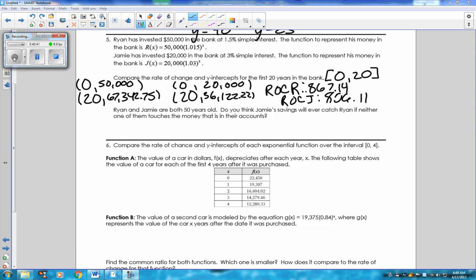If both Ryan and Jamie are 50 years old right now when they put their money into the bank, will Jamie's savings ever catch up with Ryan? Yeah, they could. If Jamie's rate of change is smaller and his initial start value is smaller, will they ever catch up with each other? No.